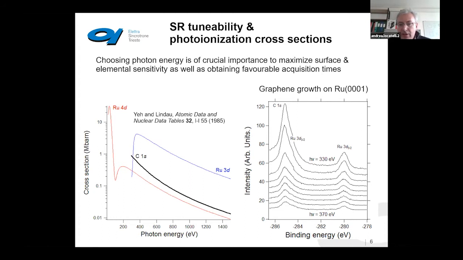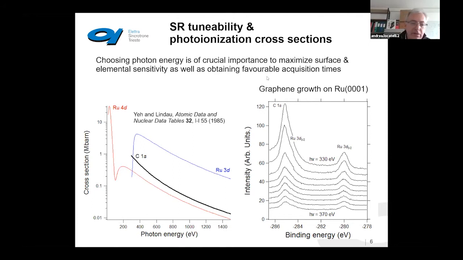And the point is that the ruthenium 3d core levels, and in particular the 3d 3/2, is kind of close to the carbon 1s peak, which was used to measure the amount of carbon and the chemical state of carbon in the early stages of the graphene growth.